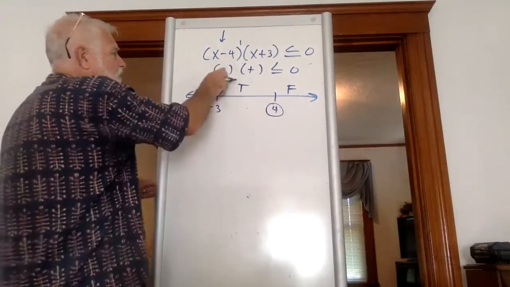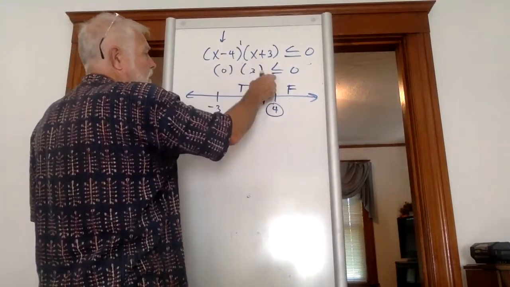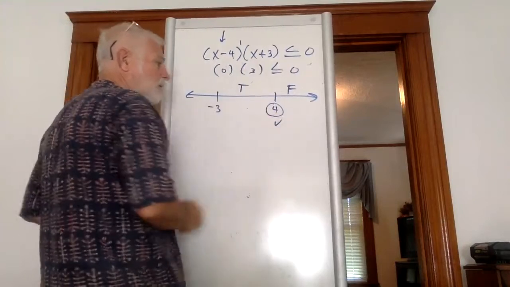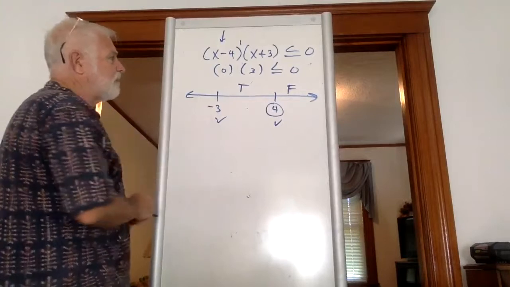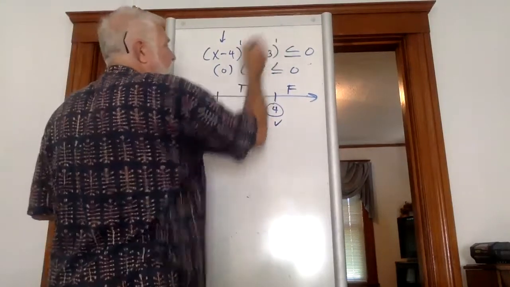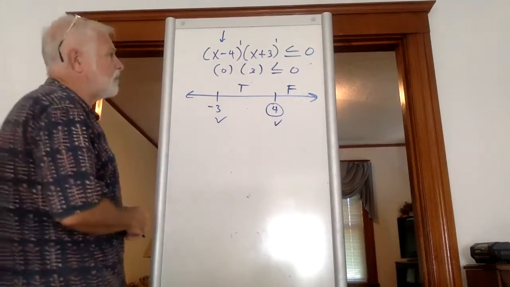How about when I put the number 4 in? 4 minus 4 is 0. 0 times 7 equal to 0? Yeah, then that works too. So will this one. Now what happens at negative 3? Well, that's to the first power. You're going to get a sign change.